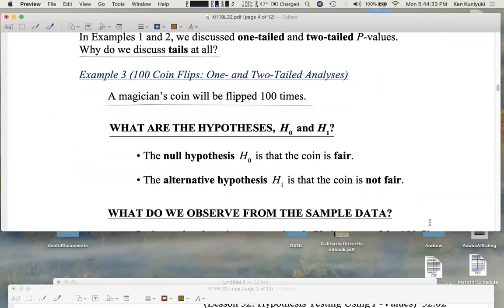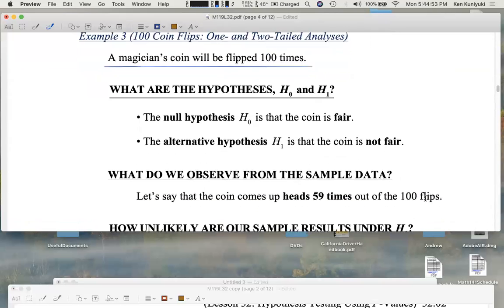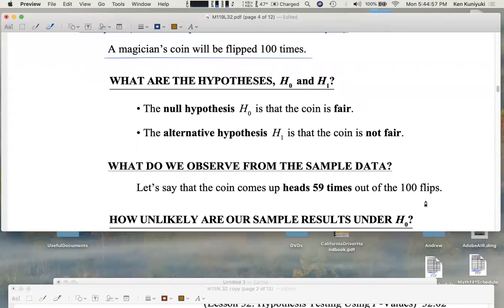What do we observe from the sample data? Let's say you now take David's coin, you flip it 100 times, and you get 59 heads out of 100 flips. This might take you back to when you did that pink extra credit sheet, right? When you were flipping coins. Let's say you got 59 heads out of 100 flips. That's our sample data.